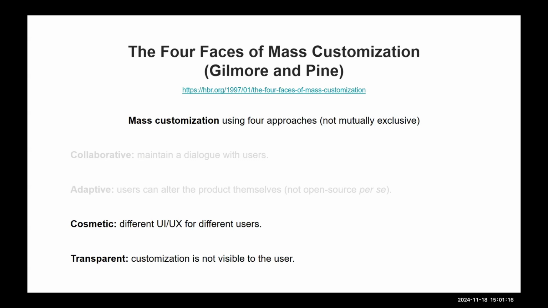Number 4 is transparency. So this is where customization is not visible to the user. So this is where you might have different settings, and you can change the settings on something so that something runs faster or slower, but it's not immediately visible to the user. I'm trying to think of a good example. But, you know, having different settings on a washing machine or something like that.